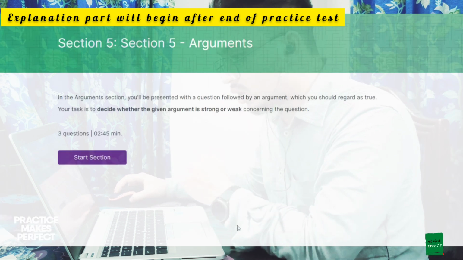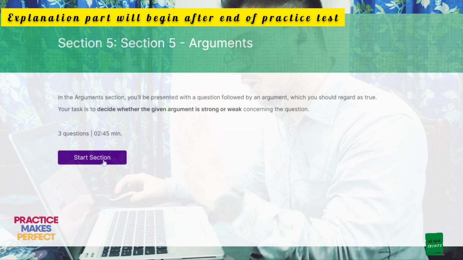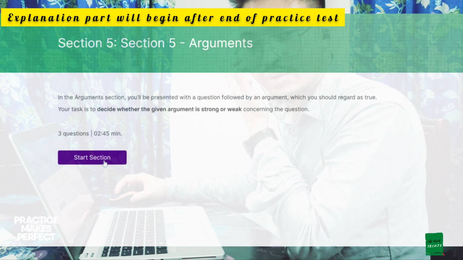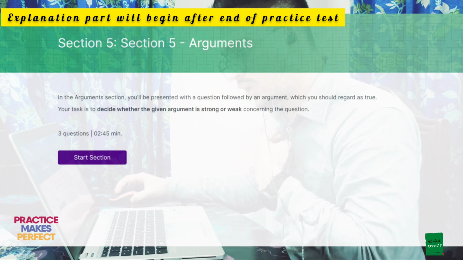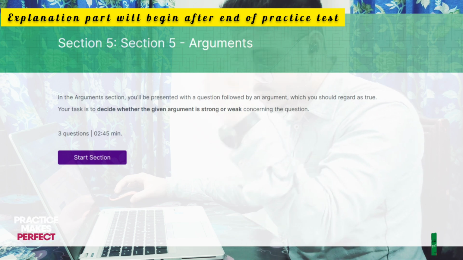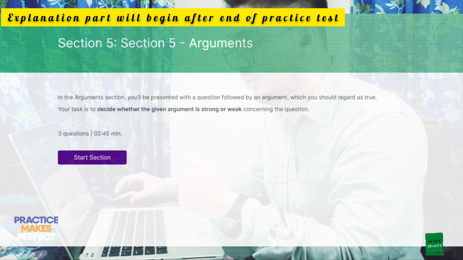Okay, that's great. So now we go to section 5, the argument section. Here I have to say whether an argument is strong or weak. I'm sorry, I'm kind of sweating at this moment because I feel like, okay, I don't know what happens.